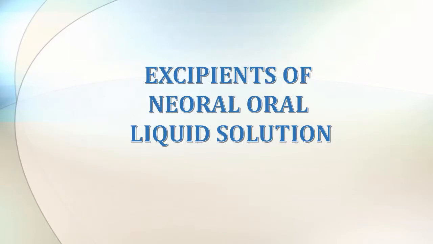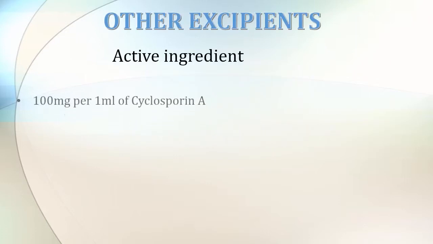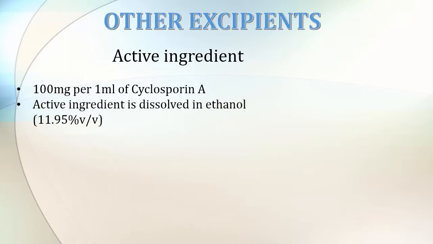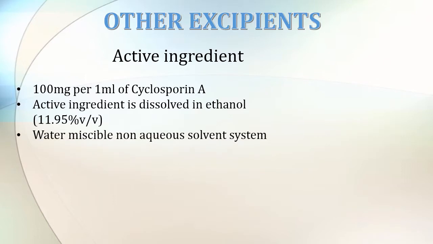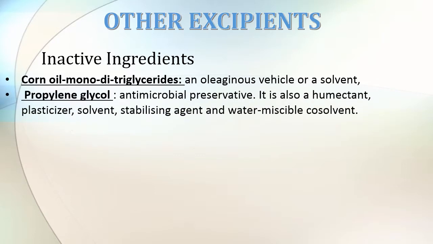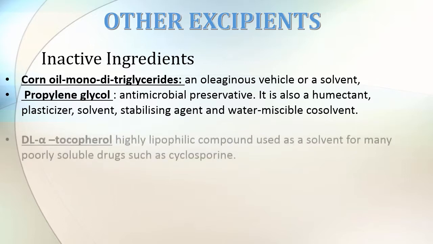So now we're on to the excipients of Neoral. The active ingredient is 100 mg per 1 ml of cyclosporin A, and it is dissolved in ethanol, which is a water-miscible non-aqueous solvent. Other inactive ingredients that play a very important role in this microemulsion formulation are corn oil mono-di-triglycerides, which is a fatty vehicle or a solvent, and propylene glycol, which is an antimicrobial preservative, but it can also act as a humectant, plasticizer, solvent, and a co-solvent.